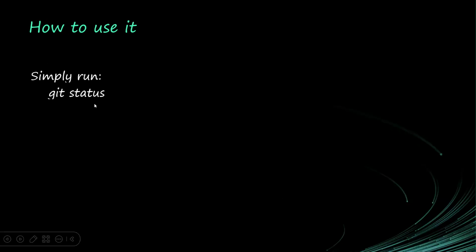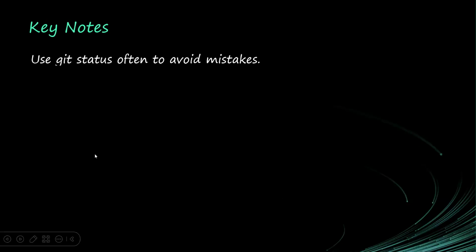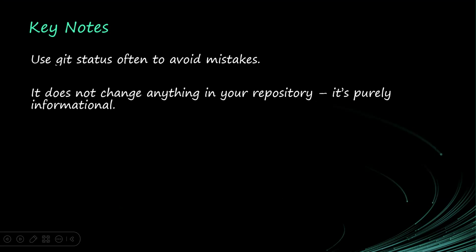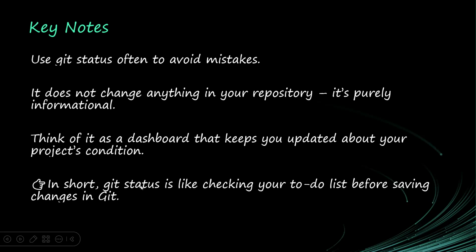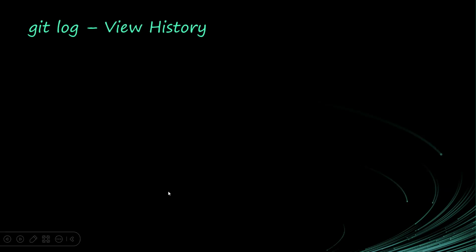So how to use it? Simply run git status. Use git status often to avoid mistakes. Git status will show you the status of your project so you know what you're working with. It does not change anything in your repository. It's purely informational. Think of it as a dashboard that keeps you updated about your project's condition. In short, git status is like checking your to-do list before saving changes in Git, okay?